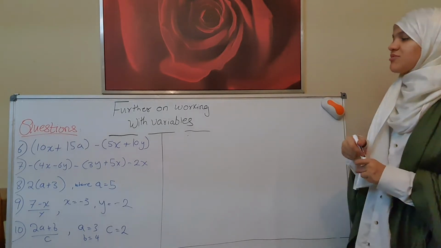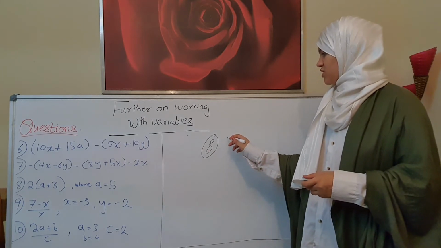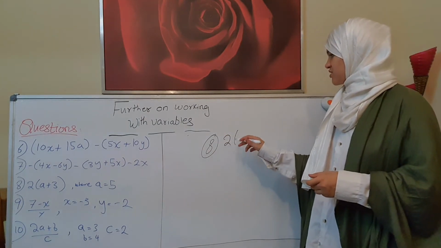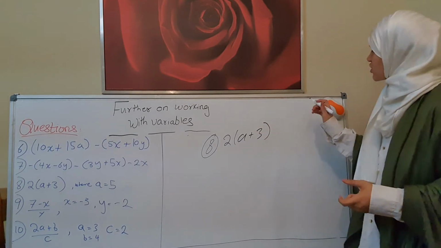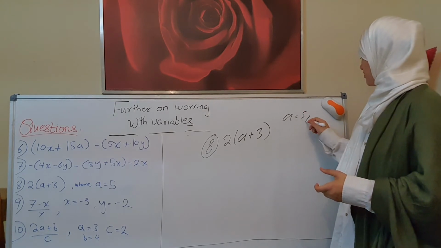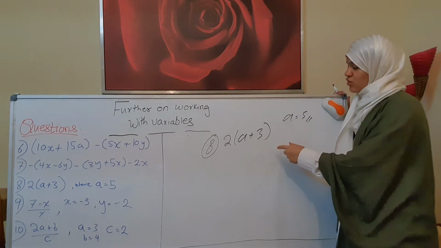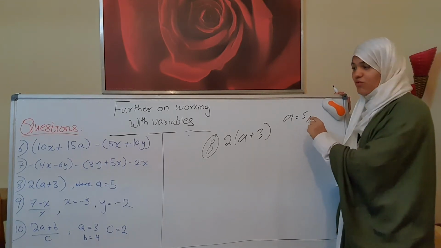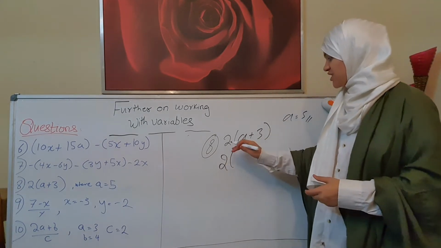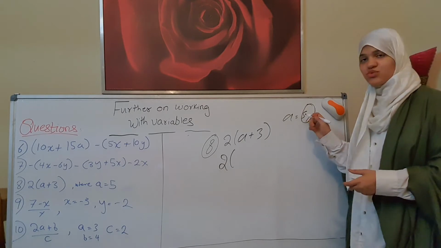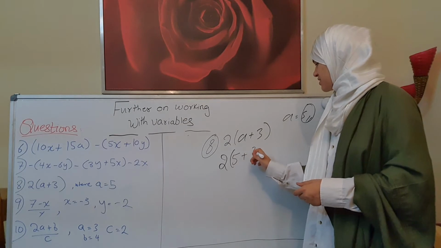Now, question number 8 says 2 times a plus 3, where a is equal to 5. So that means we know the value of a, and we will put the number in place of the variable itself. Like for example, in place of a, what do we have? A is equal to 5. So that means in place of a, we'll put 5 plus 3.